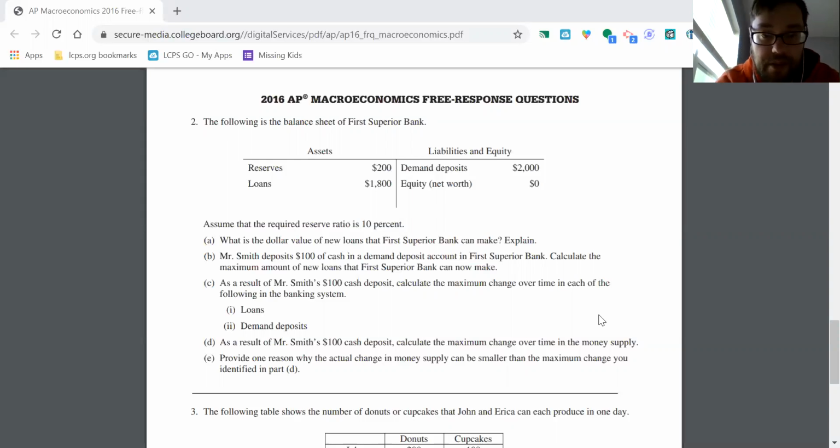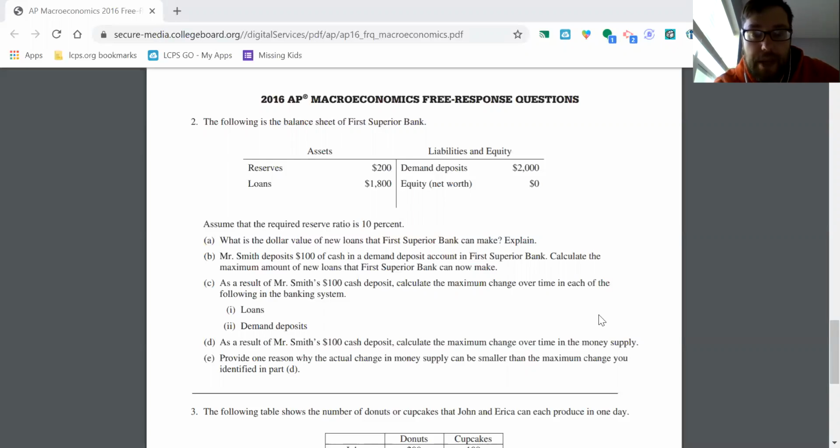So right off the bat, question 1A, we need what is the dollar value of new loans that First Superior can make with its existing balance sheet? Well, that actually is going to be 0, right? So to do that, you figure out, okay, well, how much of this reserves is required? We multiply 10% times the 2,000 in demand deposits. We get a figure of 200. So we know that required reserves are $200.